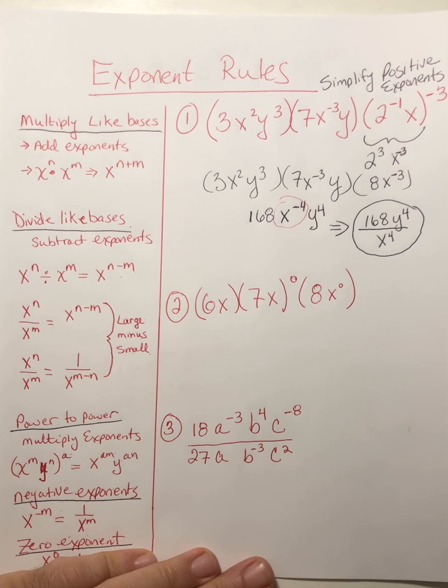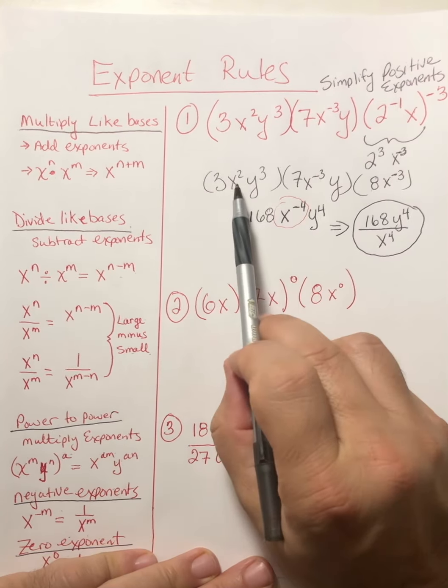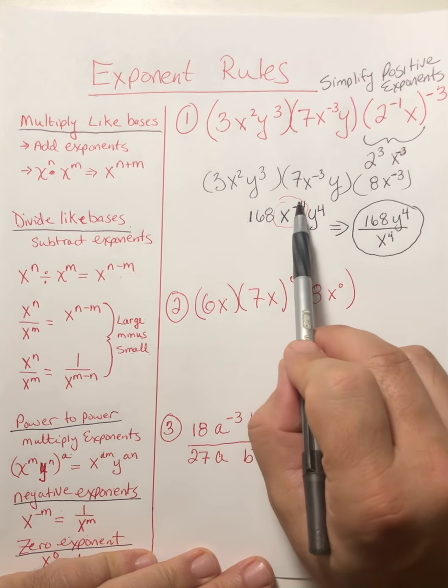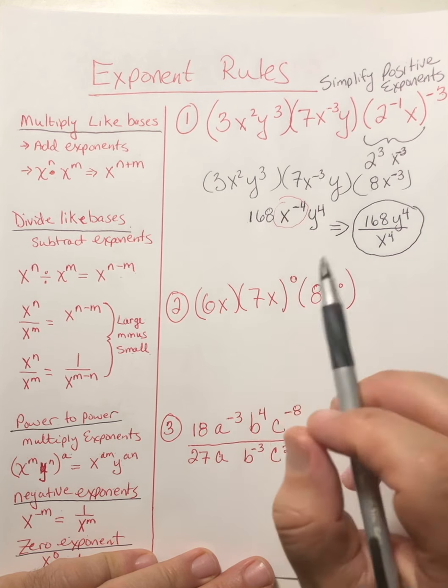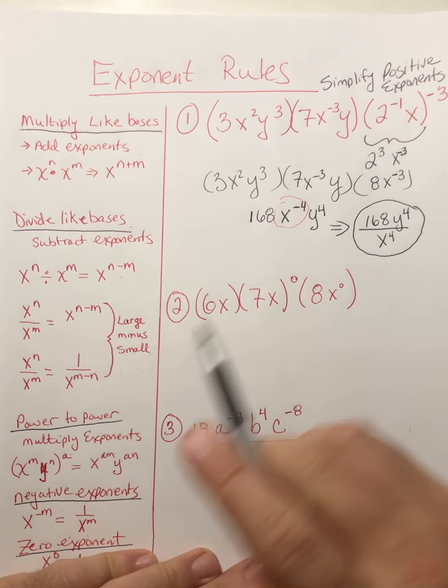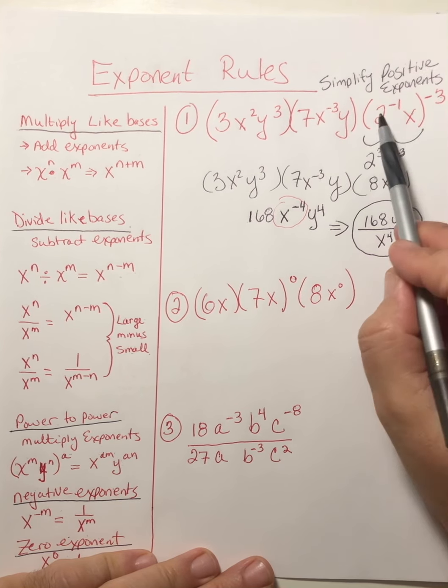Notice I didn't freak out about negative exponents. Oh my God, no. I followed my rules. I worried about my negative exponents when I was all done with the problem. Power to a power, I multiplied my exponents out.